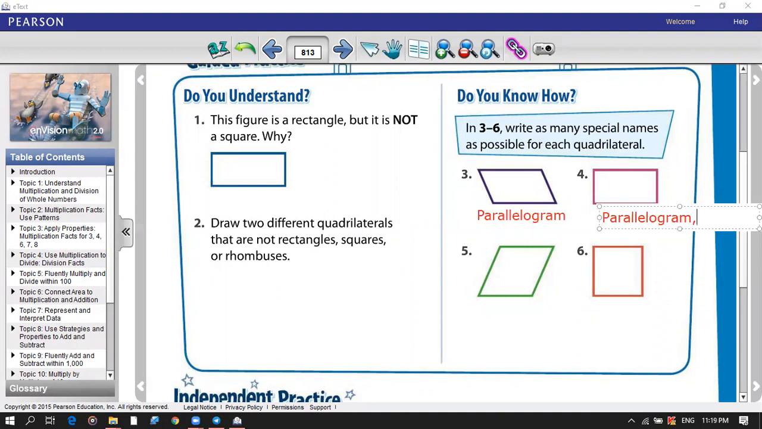And it has four right angles. So it's a rectangle. Question 5. This shape is clearly a parallelogram because it has two pairs of parallel sides. And also a rhombus because all of the sides are equal.